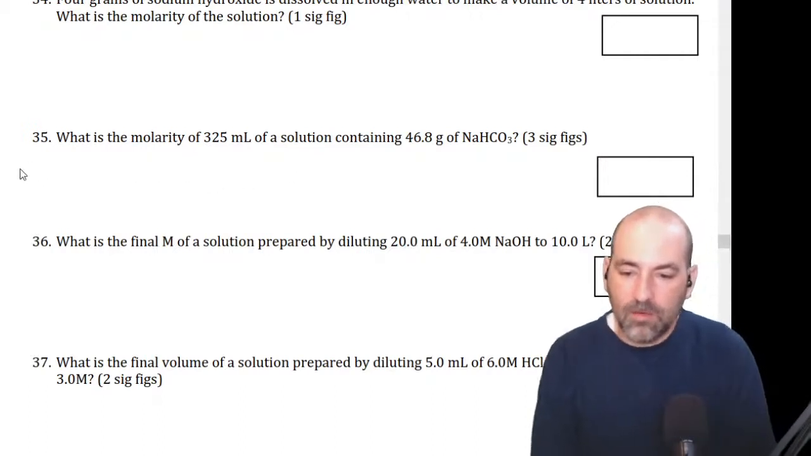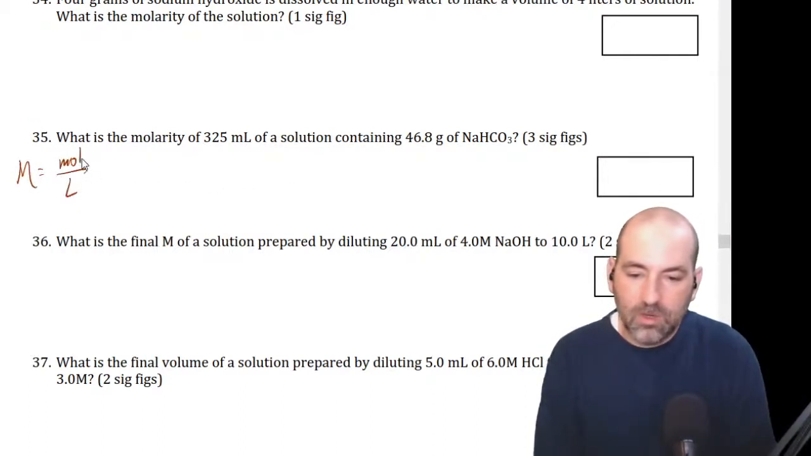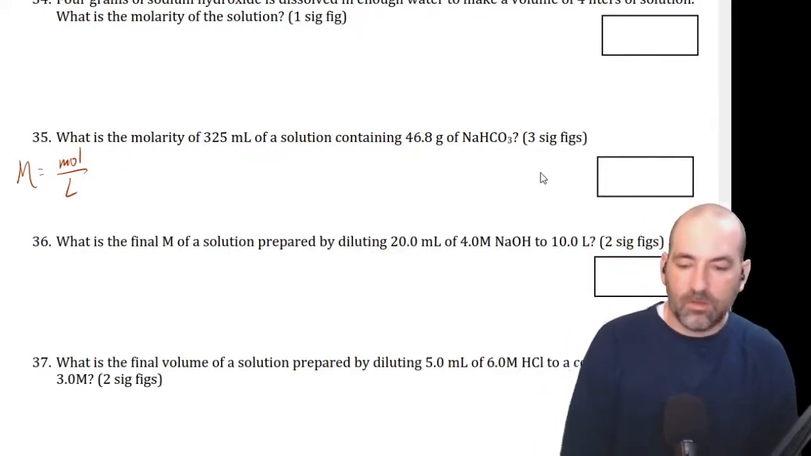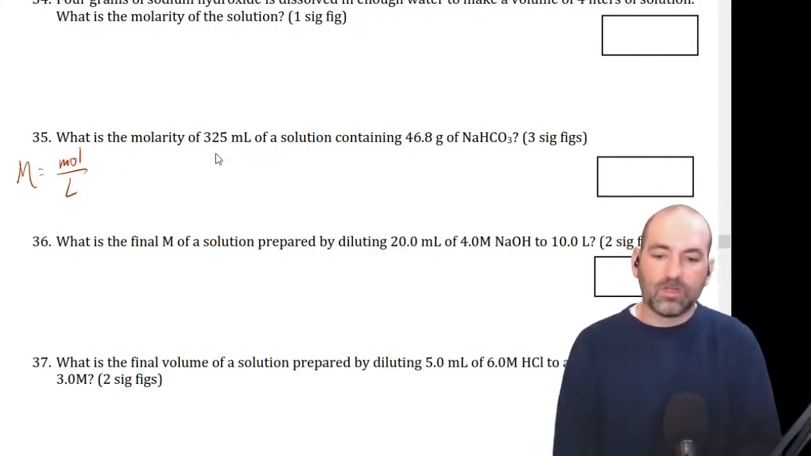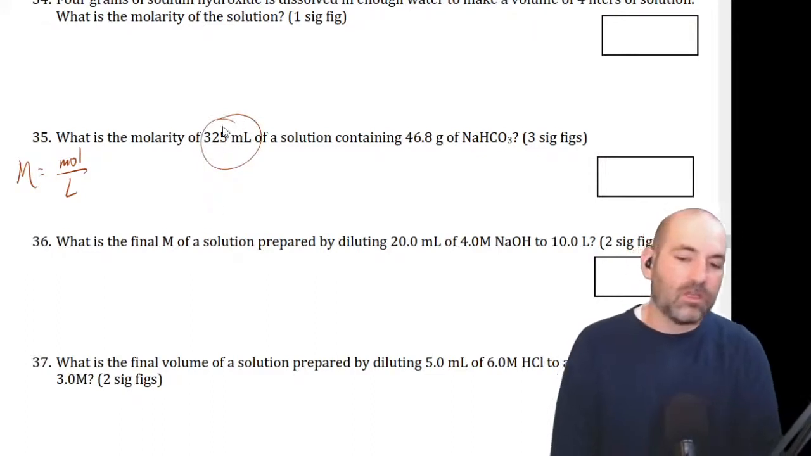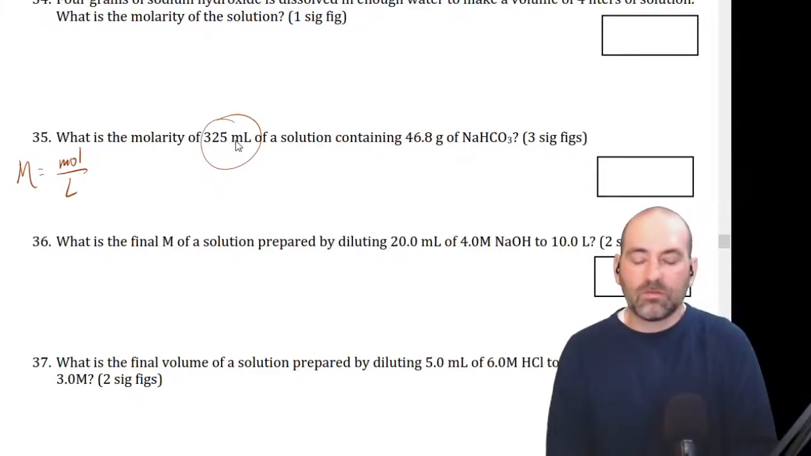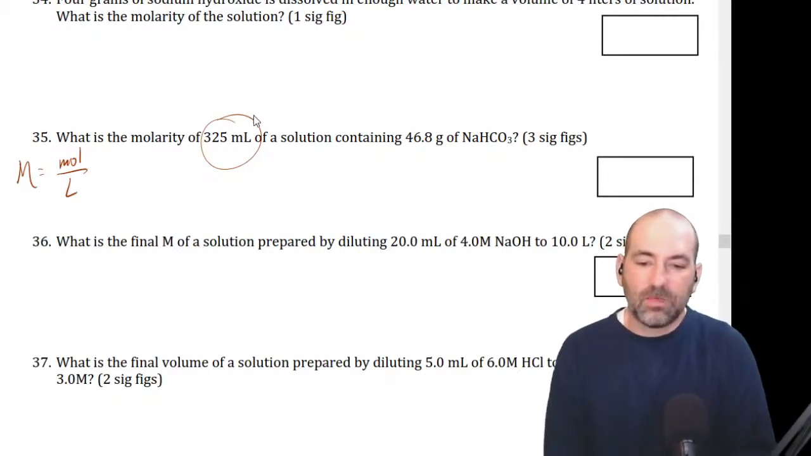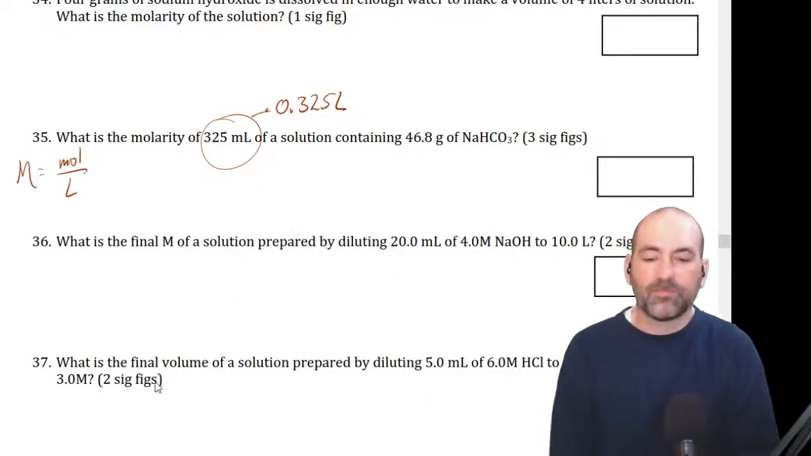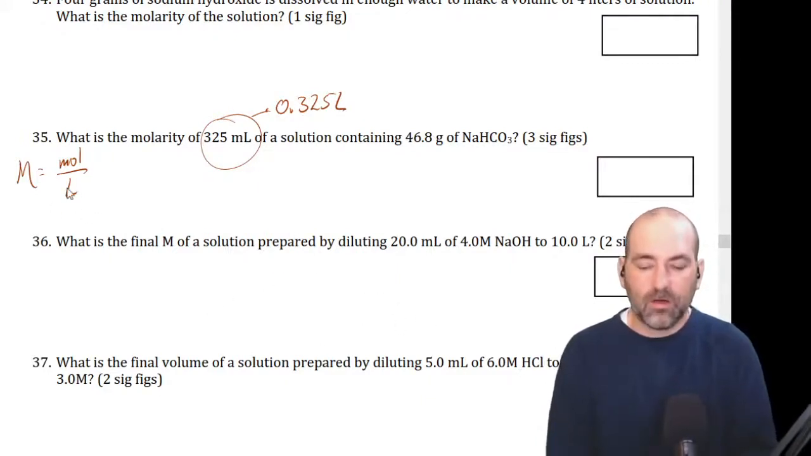Well, we have to remember that molarity is moles per liter. So we need moles of solute, sodium bicarbonate, and liters of solution. Liters of solution is easier because we've got milliliters, so we can just move that decimal place. And we know that that's going to be 0.325 liters of solution. So we know that's going to go on the bottom.